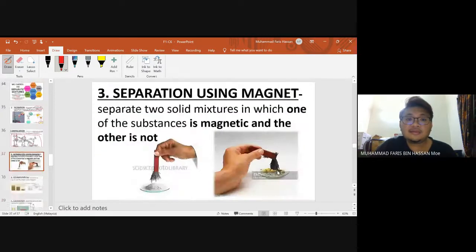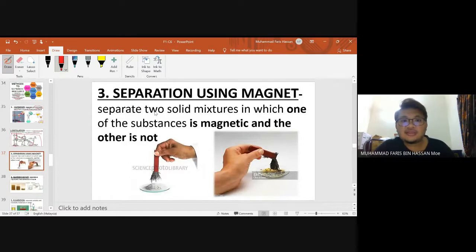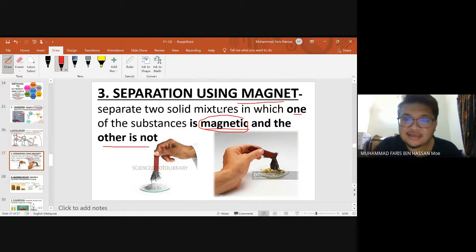And then the third method should be separation using a magnet. In this method, we can separate two solid mixtures in which one of the substances is magnetic and the other is not. So the keyword here is magnetic. If you want to use a magnet, you have to make sure that one of the solids in the mixture is magnetic and the other one is not. If both of the solids are magnetic, you cannot use this kind of method.